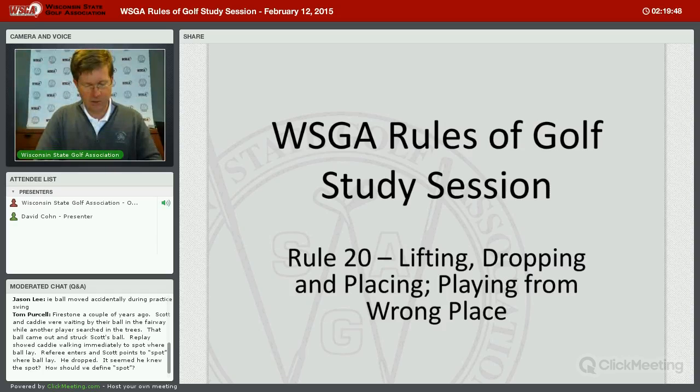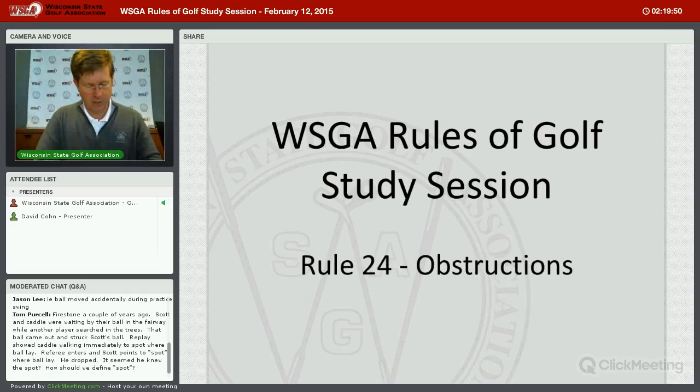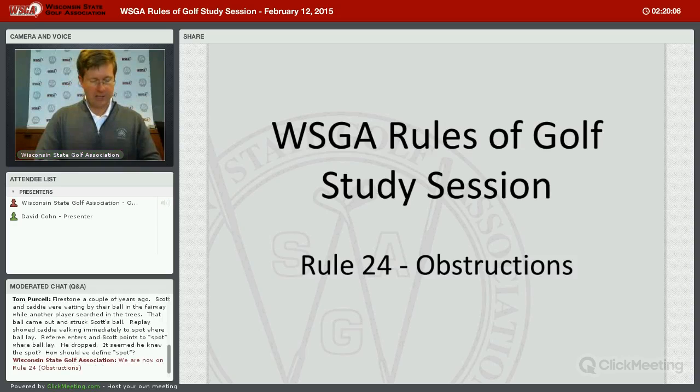We'll deal with obstructions, which are artificial objects. As you can tell, there are two different types of obstructions, those that are movable and those that are immovable. So first, how to take relief from a movable obstruction. A player is generally entitled to relief from obstructions, because these are items that in an ideal world perhaps would not be on the course.